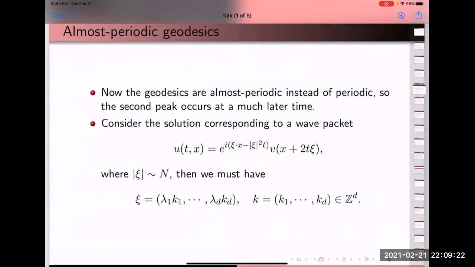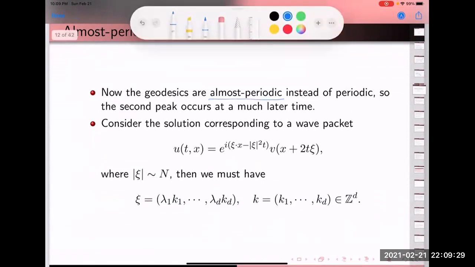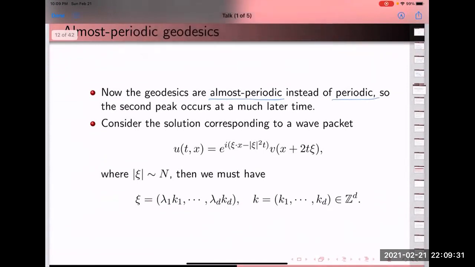Okay, so now the geodesics. Okay, so we have a general irrational torus, then the geodesics will be almost periodic instead of periodic. And then if you think of it, in the case of a square torus, all the geodesics reconcentrate at time 1. But if you have this almost periodic geodesic flow, they will reconcentrate usually at a much later time.